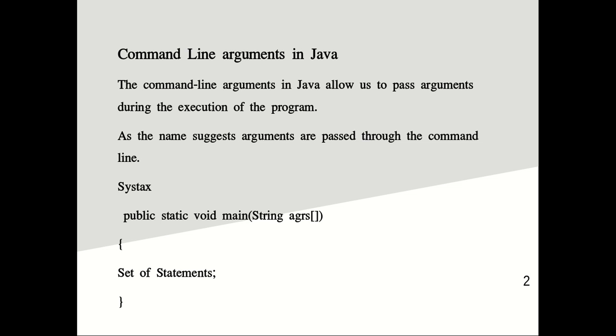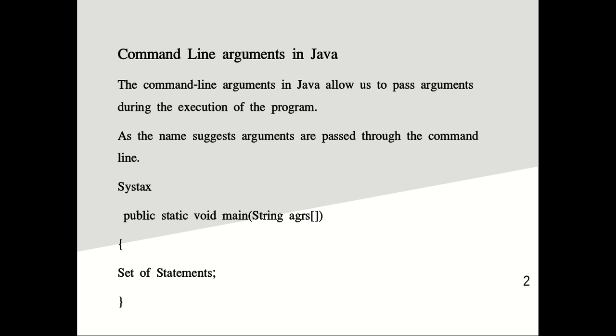As the name suggests, arguments are passed during the execution of your program through the command line. That means we use the terminal or the command prompt to execute our program. Along with the name of the class, we pass a list of parameters as input to our program, and all the parameters are stored in the args array, which is a string array. Then come the opening and closing braces of the main method, in which we specify the set of statements.